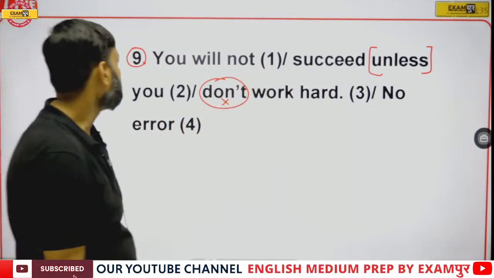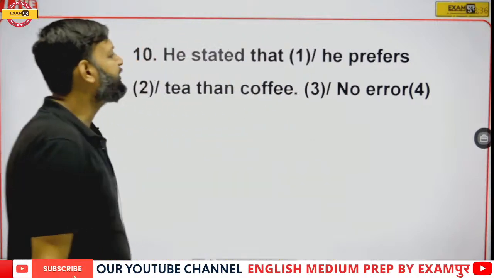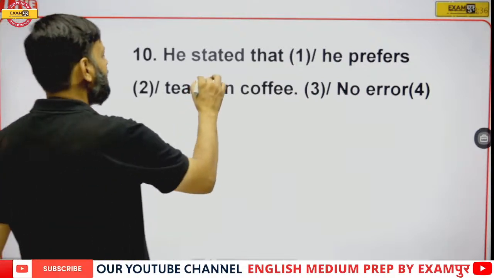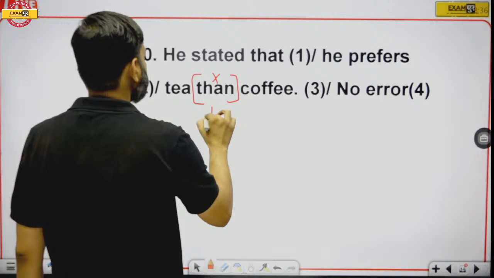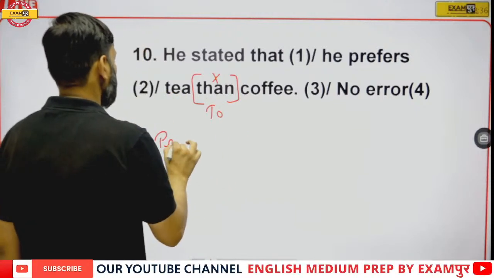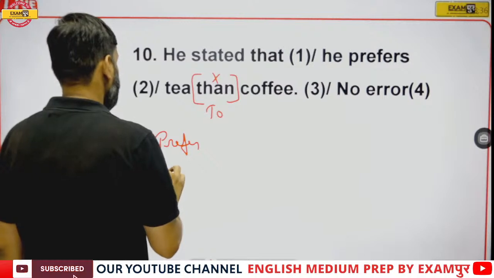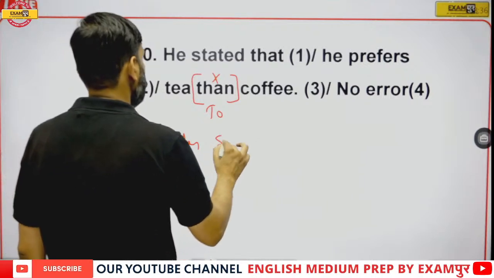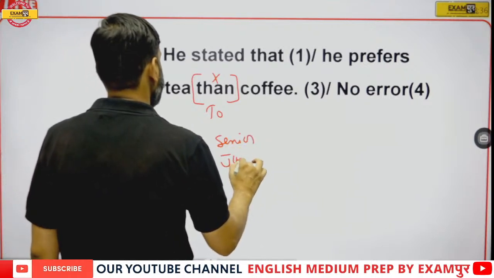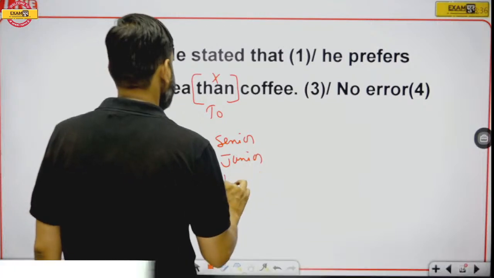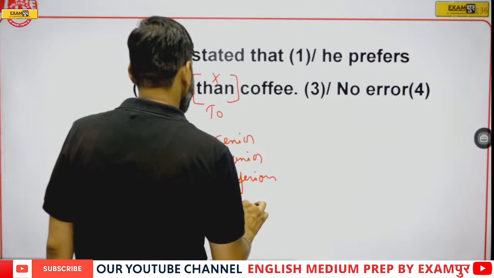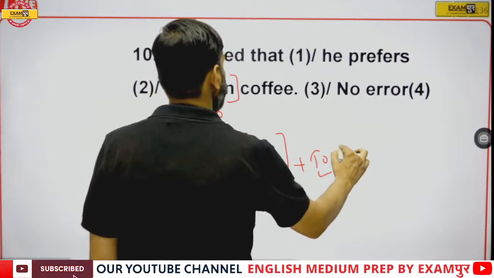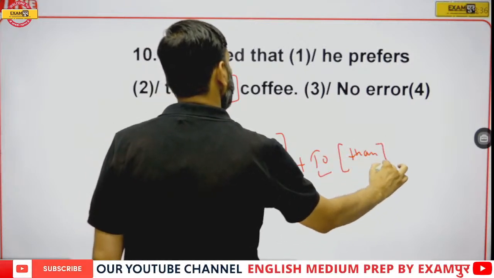Now the next one. He stated that he prefers tea than coffee. This question is also very easy. Here than will be replaced by to, because prefer, prior, elder, senior, junior, inferior, superior, these words are followed by to, not than.